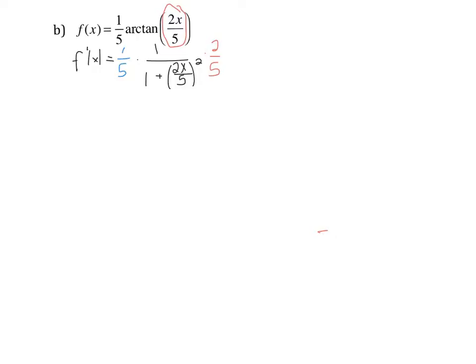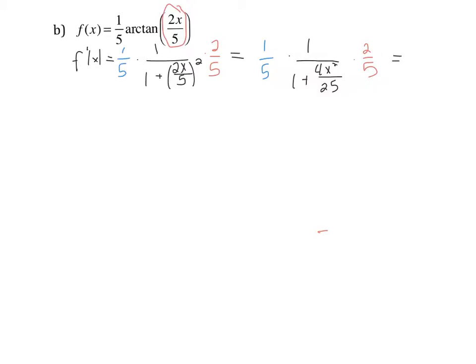Great. Now, again, let's start to clean this up and reformat it so that it looks the way we want it to look. We're going to keep the 1/5 out in front. Let's actually go ahead and square the 2x over 5. So we'll have 1 plus 4x squared over 25, and then times 2/5.